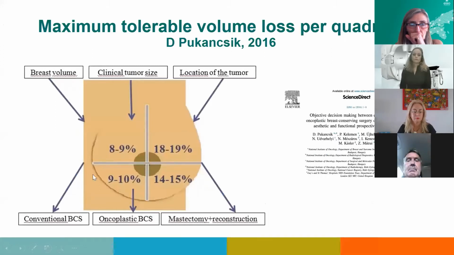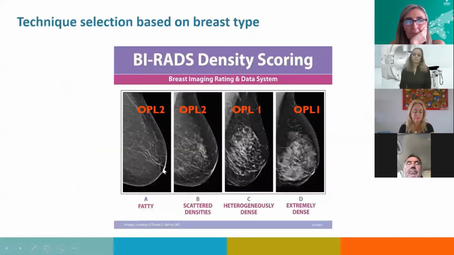And of course, for each and every quadrant, as you know, there are maximum tolerable volume losses. And in this study from the National Institute of Oncology in Hungary, colleagues have assessed which quadrant is the most sensitive. And as you can see, the upper inner and lower inner quadrants have a high sensitivity to low volume excisions and poor cosmetic outcomes. So we have to be careful if several areas of the breast have to be removed, in order not to compromise the aesthetic outcome of the surgery itself.